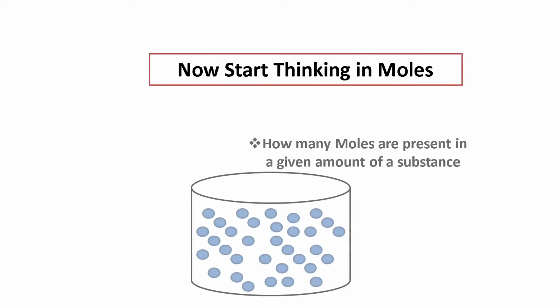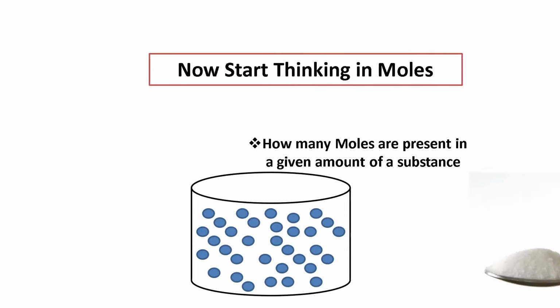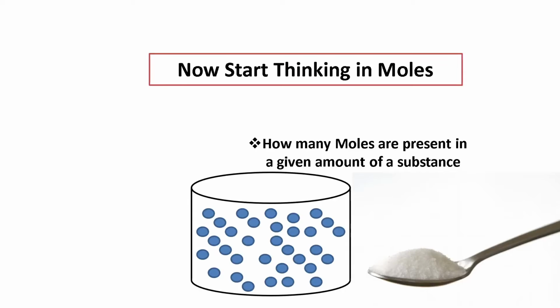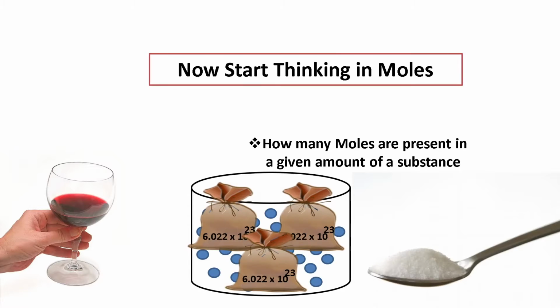Here we have a container containing some substance. Try to think how many molecules are there in it. Here is a tablespoon of table salt. Think how many molecules of sodium chloride there are, or how many sets of moles you can make with these molecules. Here is a glass filled with some solutes in it. Think how many moles of solutes there can be in it.